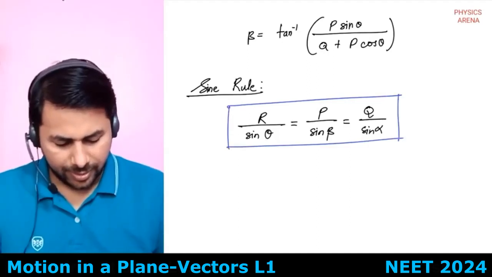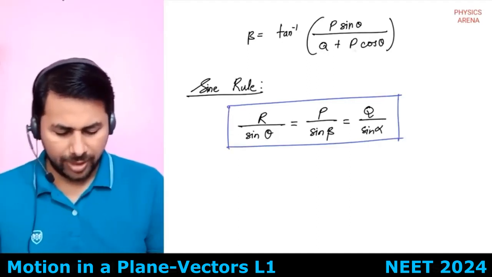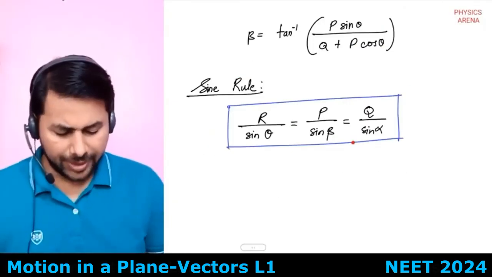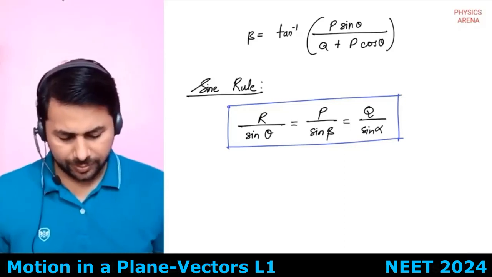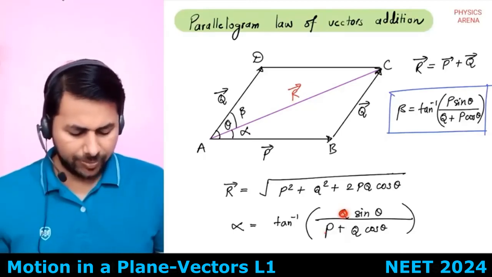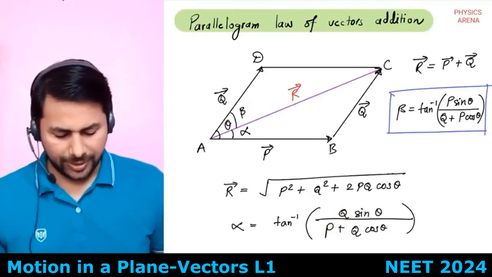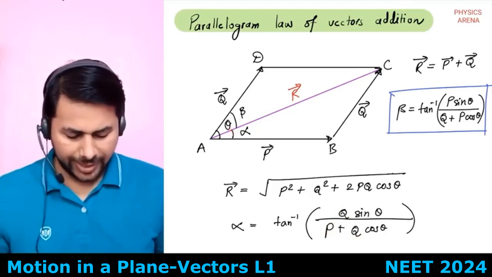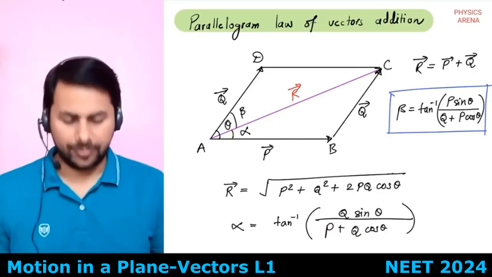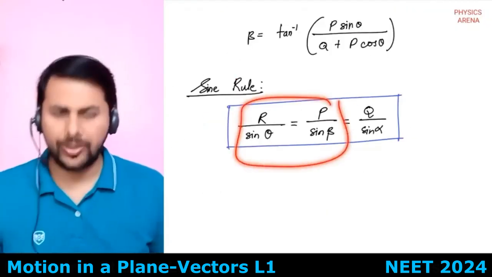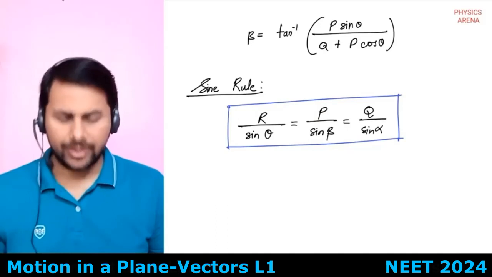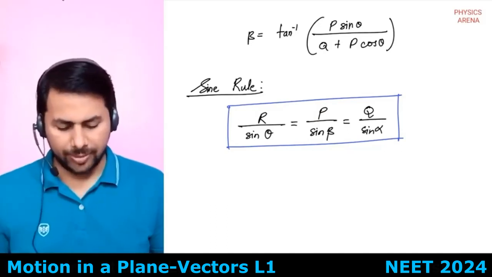So sometimes this formula will be helpful. For example, you can use this when you know P and Q and the angle between them, and you want to find the angle between the resultant and a vector. This will be helpful when you know, suppose, the resultant and a vector, and the angle between the other two.